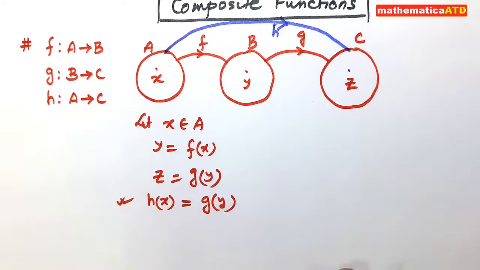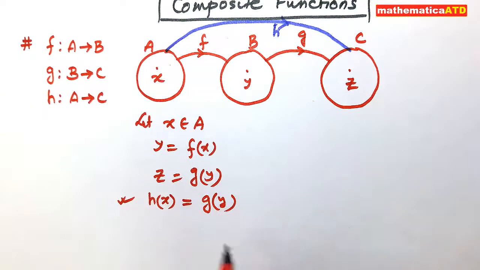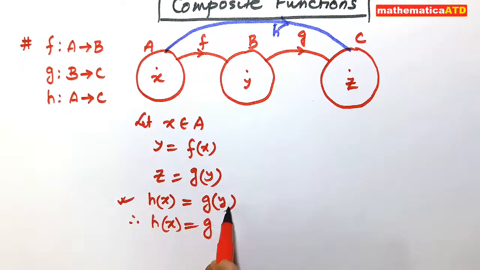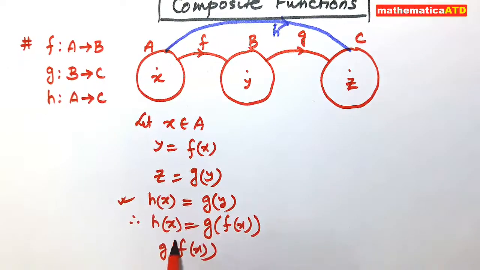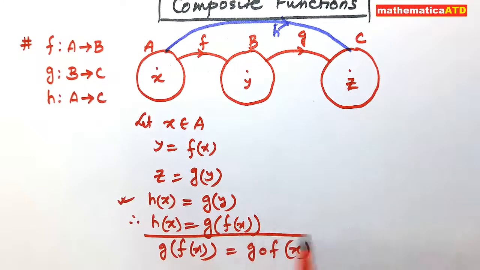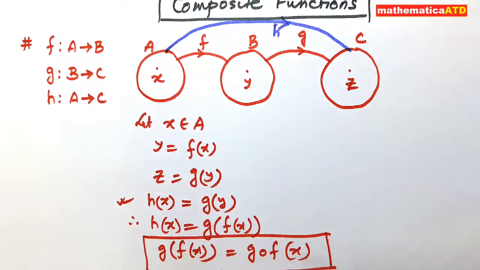Friends, what is y? y is equal to f of x. Can we replace this y? Yes. So h of x is equal to g of y and y is equal to f of x. So h of x is equal to g of f of x. So we write g of f of x as g composed f of x. So this is the composite function rule. g of f of x is equal to g composed f of x.